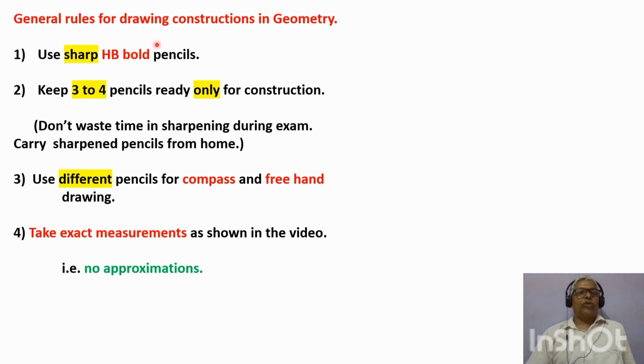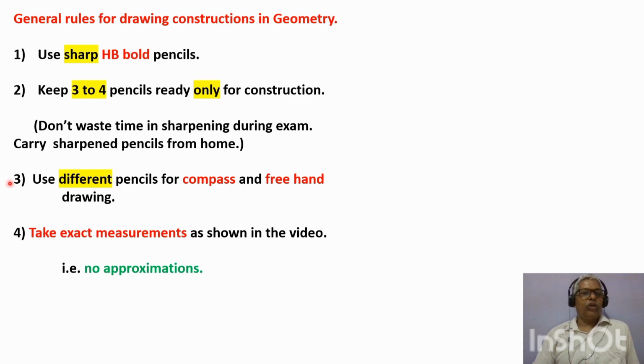General rules for drawing constructions in geometry. These are general rules. You can have some of your own also. First one, use sharp HB bold pencils. Second one, keep 3 to 4 pencils ready only for construction. For other work like rough work, use other pencils. That is a small tip given here. Don't waste time sharpening during the exam. That is, you are wasting your time. Carry a sharpened pencil from home.